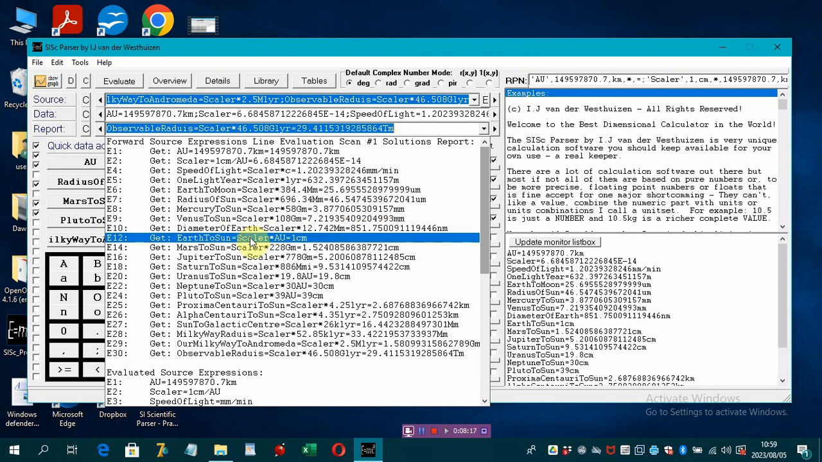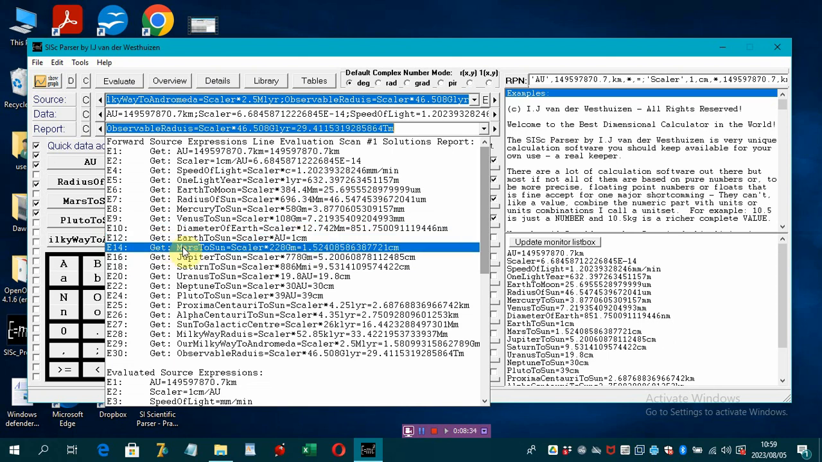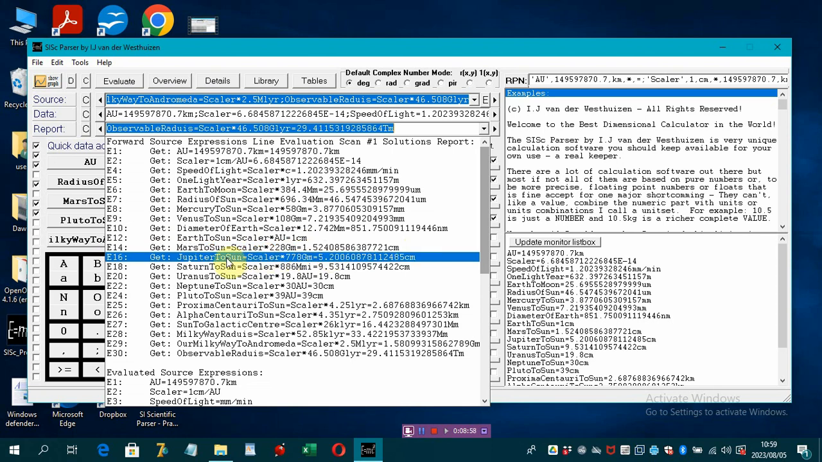Now the Earth to the sun is a scalar times, of course, the astronomical unit, the distance to the Earth, and because we scale it to 1 centimeter, it is exactly 1 centimeter. Now Mars: the Sun-Earth distance is 1 centimeter in the sky. So that's 1 centimeter, correct. Mars to the Sun, the next planet out from the Earth, is a scalar times 228 gigameters, and that is 1.5 centimeter basically.